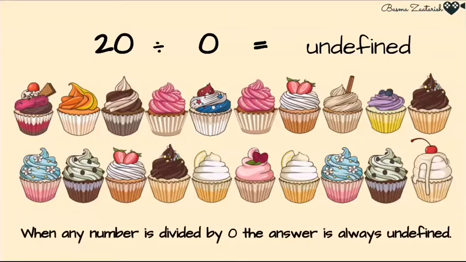A small rule: when any number is divided by 0, the answer is always undefined. For example, if 192 is divided by 0, the answer is undefined. It's not clear.